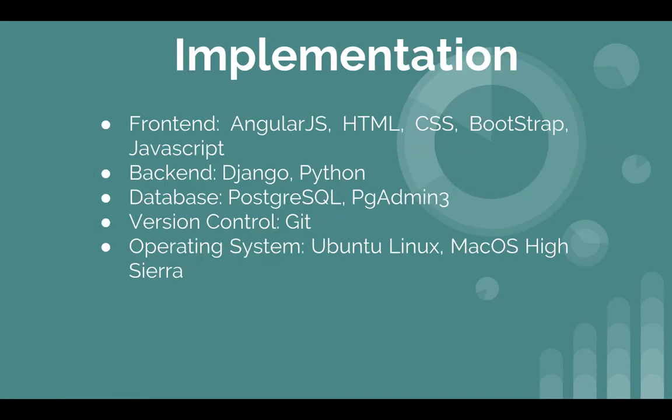And for implementation, for front end, we used AngularJS, HTML, CSS, Bootstrap, and JavaScript. For back end, we used Django and Python. For database, we used Postgres SQL and PGAdmin3. For version control, we use Git, and lastly, for the operating system, we use Linux and Mac OS.